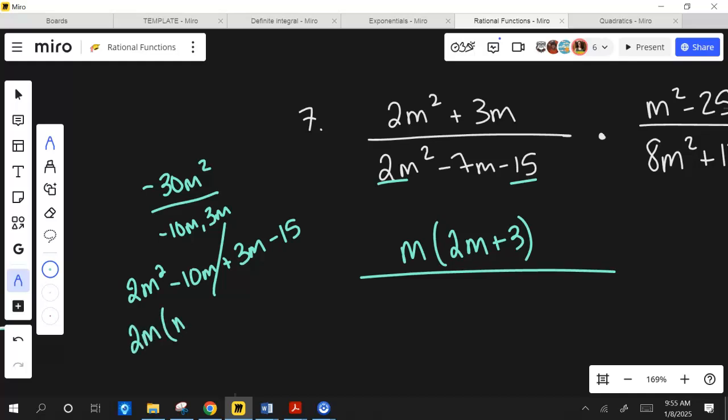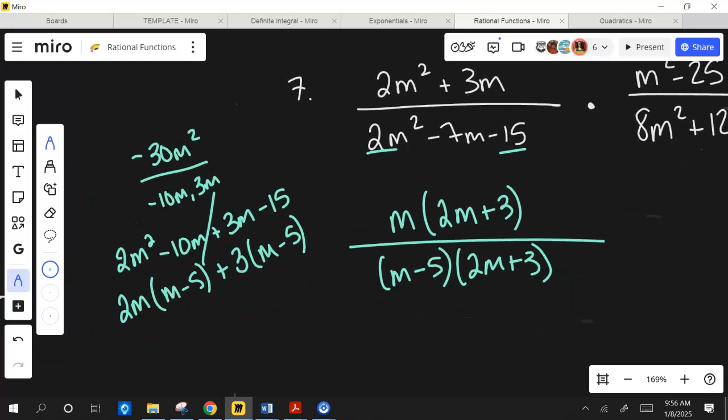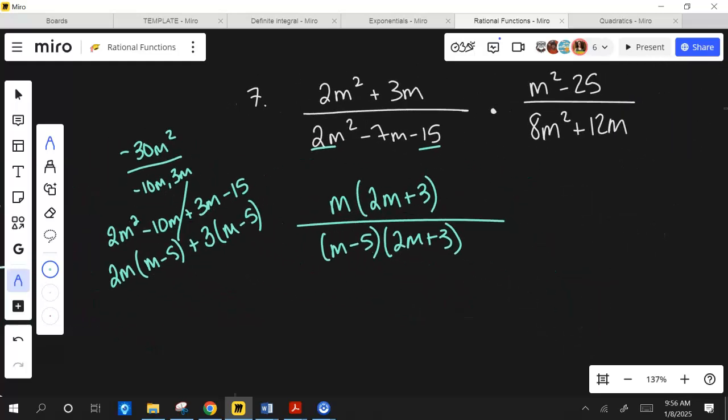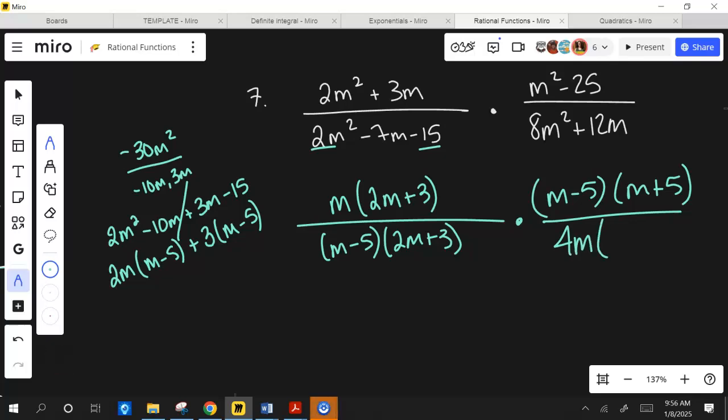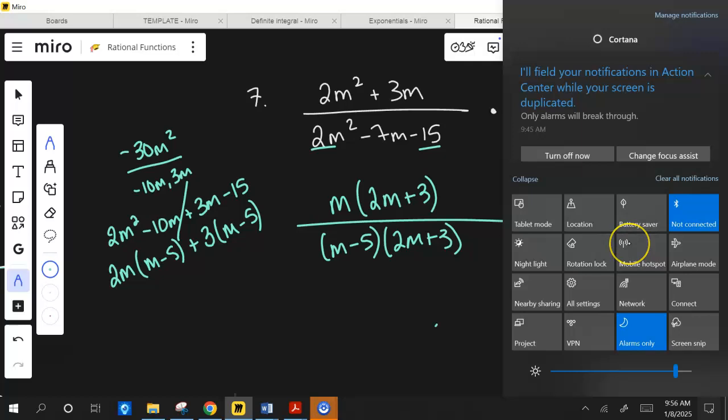What's left? Middle sign stays. What can I take out? 3. Which means this factors as m minus 5. That's right. I got a difference of 2 squares. Perfect. For m, 4m leaves me with 2m.